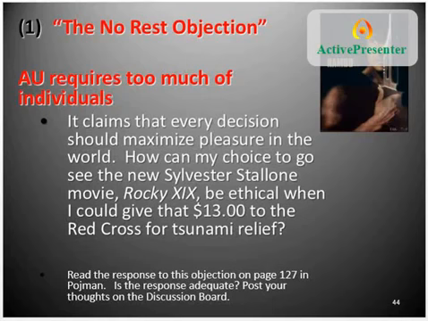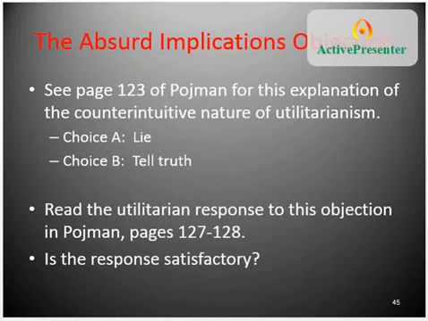Alright? Now, go to Pojman page 127 is the response to this objection. And go there and see if this is a good response to this objection. Alright, the absurd implications objection. You can read this on page 123 of Pojman. I'm not going to fool with it.